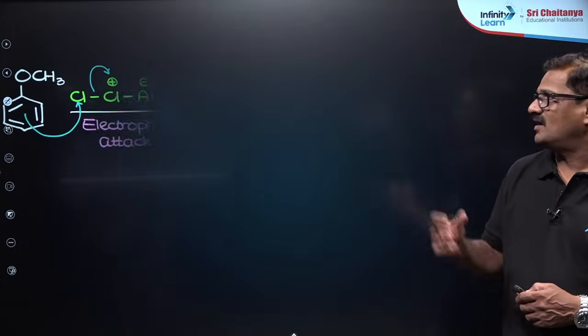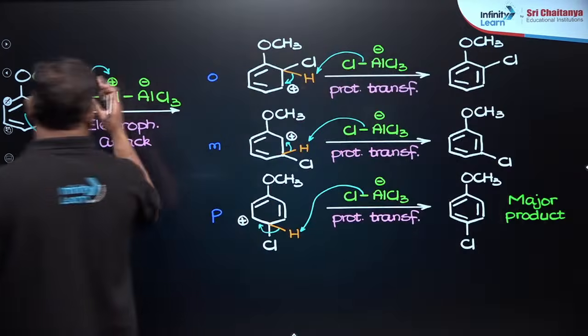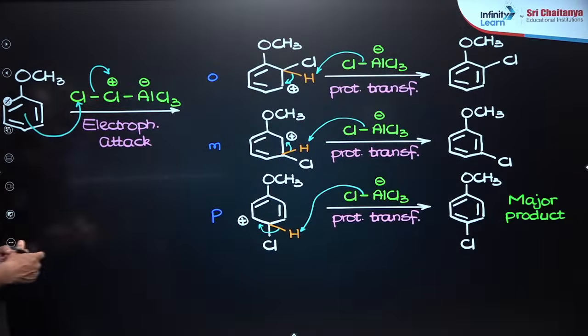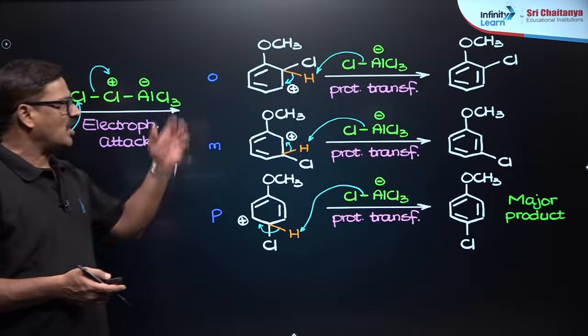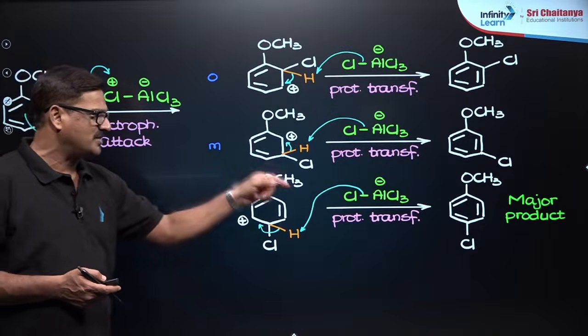And similarly, one more thing, that's the reason why anisole is treated with chlorination. You are going to get ortho chloro and para chloro. Among them, para is the major product. Fine.